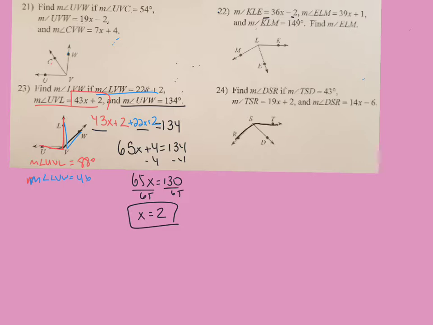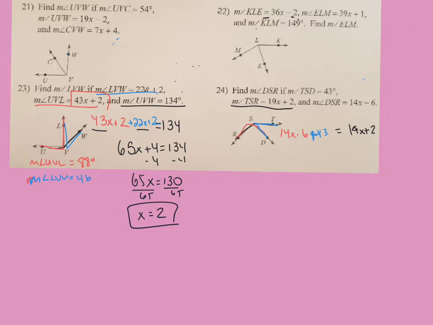Alright, so same thing, number 24. First thing we do is let's find the biggest chunk, RST, or TSR. So I find TSR is 19x plus 2, so I know I'm going to have equals 19x plus 2. Now, I'm going to find the first chunk, RSD or DSR. DSR is 14x minus 6. I'm going to find my next chunk. Blue chunk is TSD or DST. DST is going to be 43 degrees.